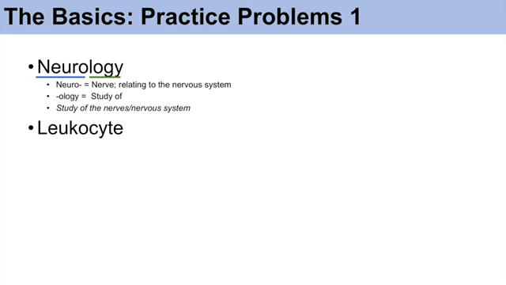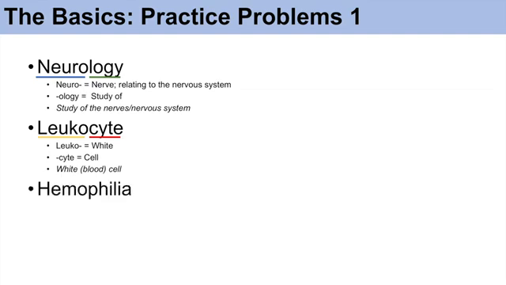The next word is leukocyte. I'll let you try to figure this out. What does leukocyte mean? Again, we just break it down. Leuko means white, and cyte means cell. So white cell, what does that mean? Well, it's actually what we call a white blood cell. Leukocyte is a white blood cell.